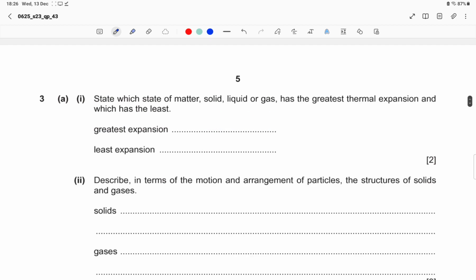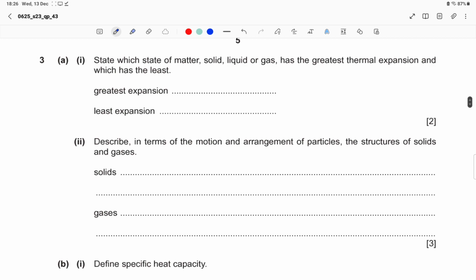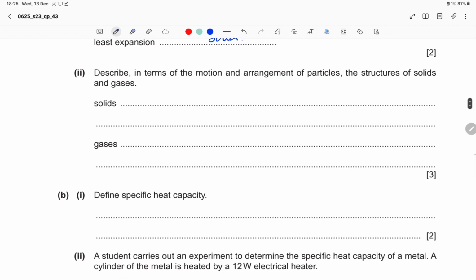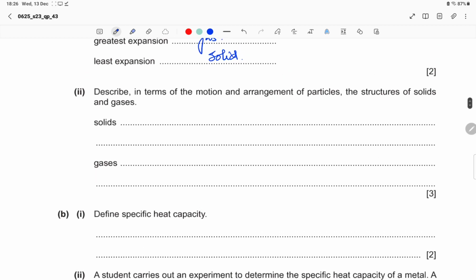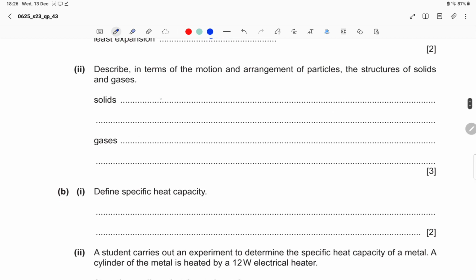State which state of matter, solid, liquid, or gas, has the greatest thermal expansion and which has the least. So obviously the greatest expansion will be gas as compared to solids. Describe, in terms of motion and arrangement of the particles, the structure of solids, liquids and gases. So in a solid, the particles are going to vibrate.